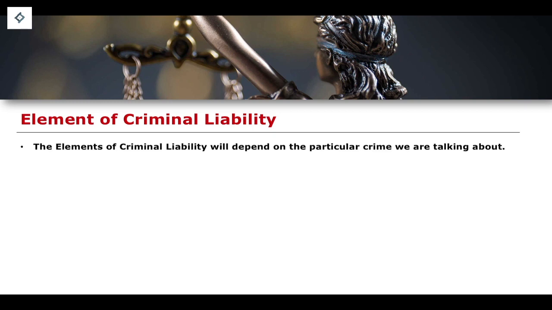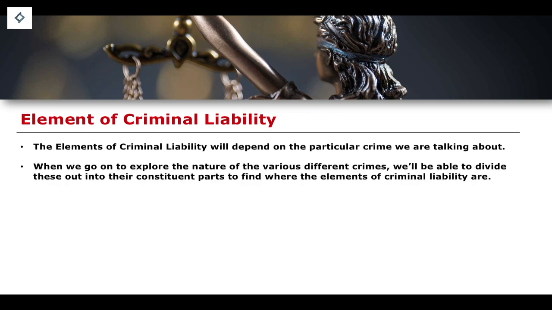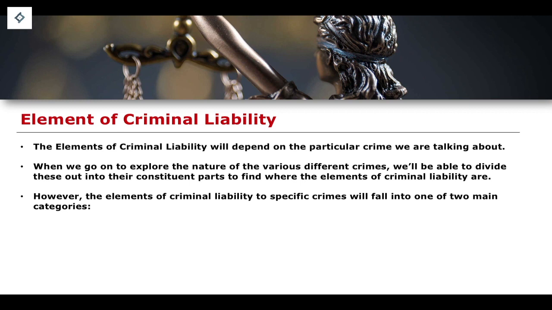So the question is, what are the elements of criminal liability? Well, this is a question that really depends on the particular crime that we're talking about. So when we go on to explore the nature of various offences and various crimes, we'll be able to divide them into their constituent parts and really find where criminal liability arises. This is really easy for, say, statutory offences. So when we look at, for example, section 1 of the Sexual Offences Act, we can clearly just read it down and we can just highlight what are the different individual component parts of criminal liability for section 1 of the Sexual Offences Act. It's a little bit more difficult when we are talking about common law offences, because of course this is deriving out of the various principles of judge-made law, but it's not impossible, and it's not that difficult to establish.